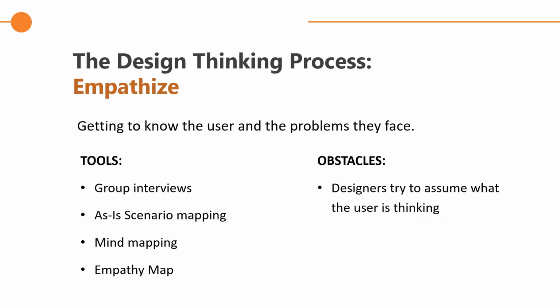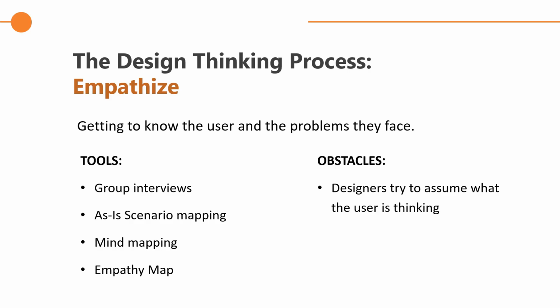So the first stage of the process, like I said, is to empathize. Sometimes this is referred to as understanding. During this step, we get to know the user and the problems that they face. You should observe and engage with the people that are going to be using the product to better understand them on an emotional and a psychological level.